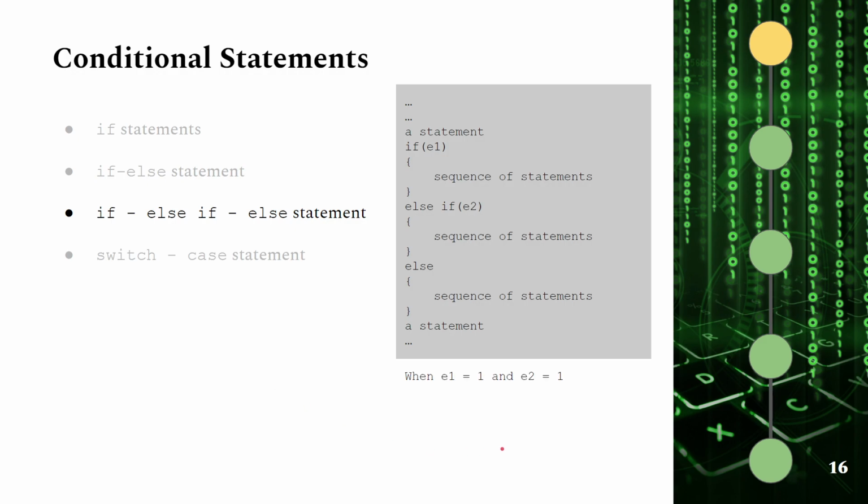Let's see an example. First, when E1 is 1 and E2 is 1 as well. We follow some statements, and we find E1 over here. Now E1 is 1 and E2 is also 1, but this will be evaluated as true because E1 is 1, so it will execute the sequence of statements over here, and once this is done, it will go right out to the statements, that is, it will skip the rest of the part.